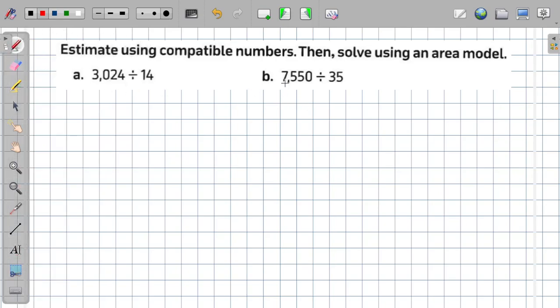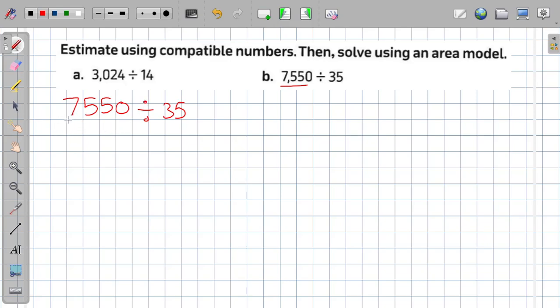The second one here, I have 7,550 divided by 35. So let's try to round the two numbers first. So I have 7,550 divided by 35.